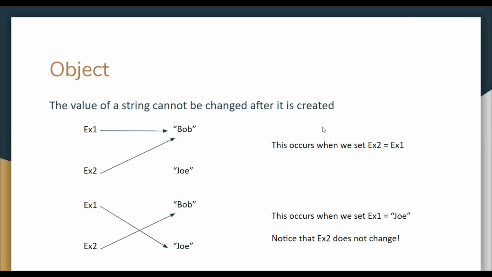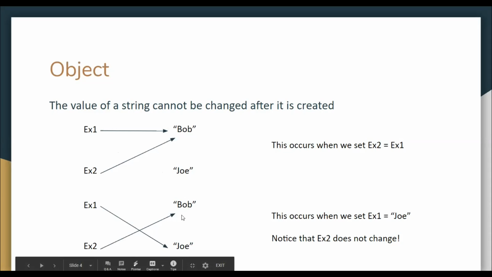Why does x2 equal Bob? Okay, so if we set x1 pointing to Bob, and we set x2 equal to x1, then x2 is also by definition pointing to the same value that x1 points to. However, if we change x1 to a different value, x2 still points to the original value.